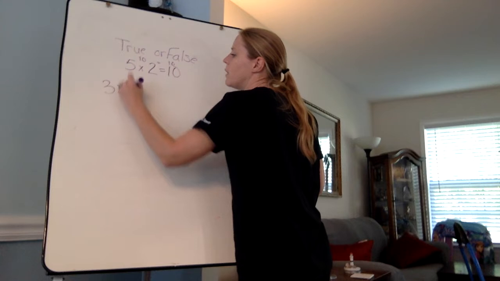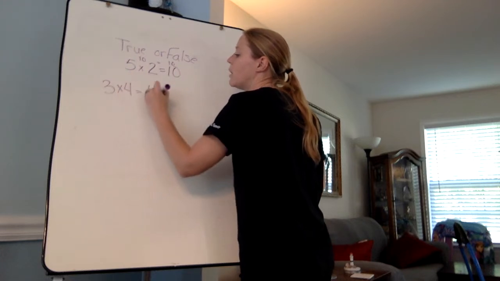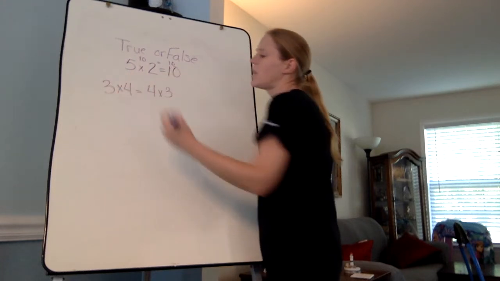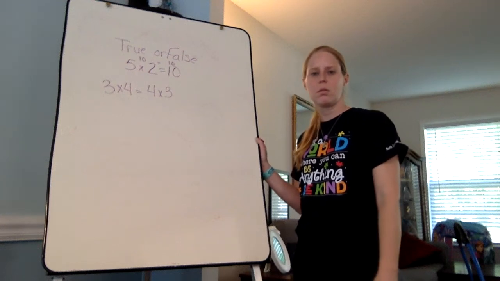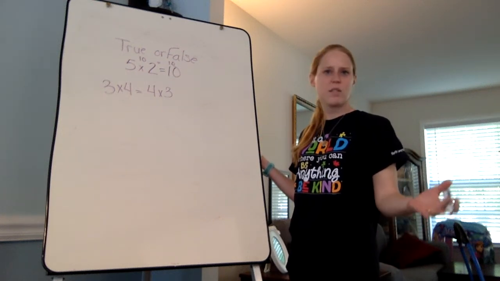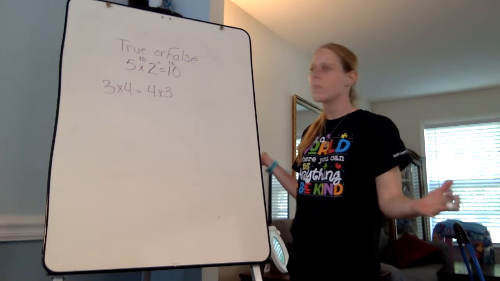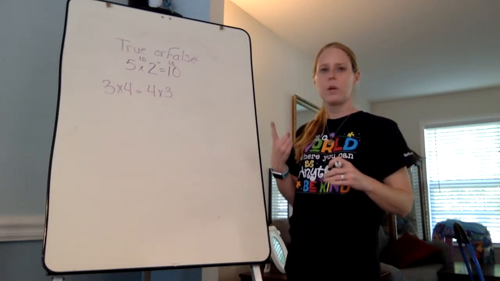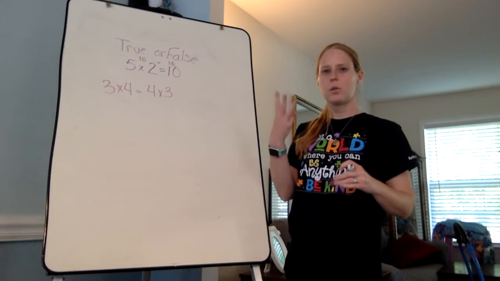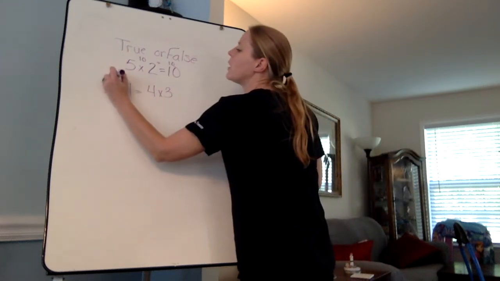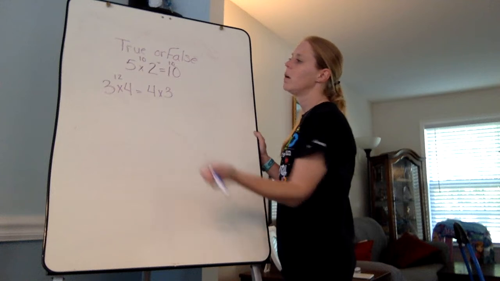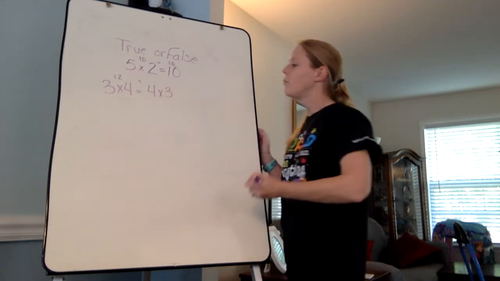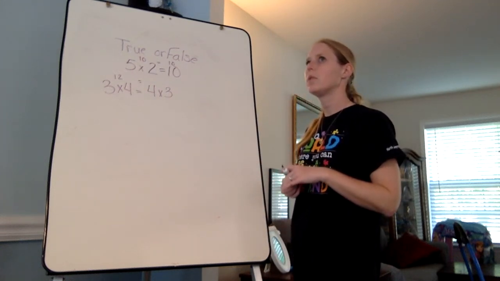How about this? 3 times 4 equals 4 times 3. Well, there's not actually an answer. We have to solve it and figure it out. 3 times 4, 3 groups of 4, 4, 8, 12. So I always put it up above, just to keep track. Equals 4 times 3, 4 groups of 3.